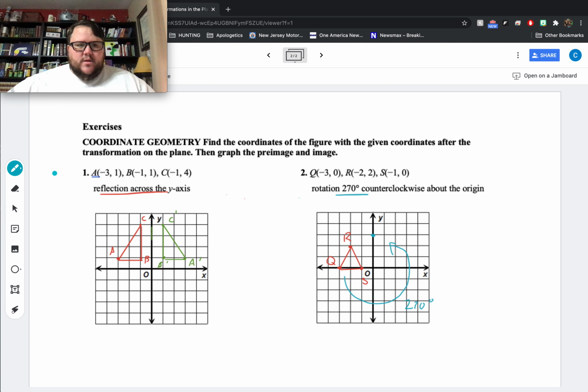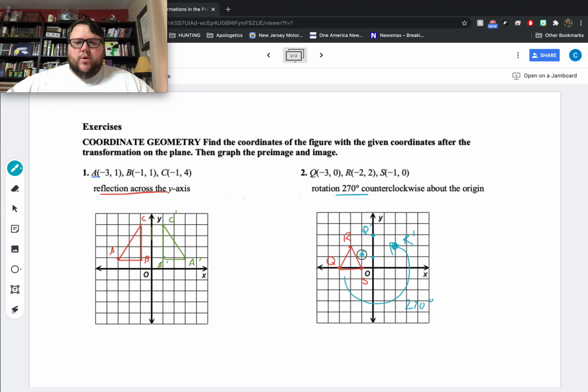So our Q prime is going to be 0, 3. Our R prime, if it was here, would be negative 2, 2, and if it was here, it would be 2, negative 2. But here, it's going to be positive 2, positive 2. So that is R prime. And S, if it was here, would be 0, negative 1, then 1, 0, then 0, positive 1.